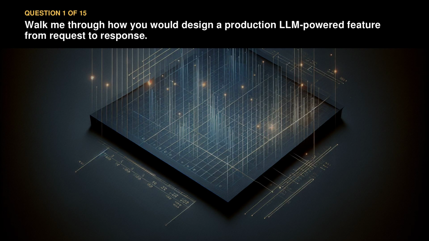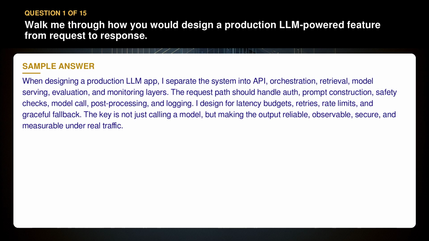Question 1. Walk me through how you would design a production LLM-powered feature, from request to response. When designing a production LLM app, I separate the system into API, orchestration, retrieval, model serving, evaluation, and monitoring layers. The request path should handle auth, prompt construction, safety checks, model call, post-processing, and logging.